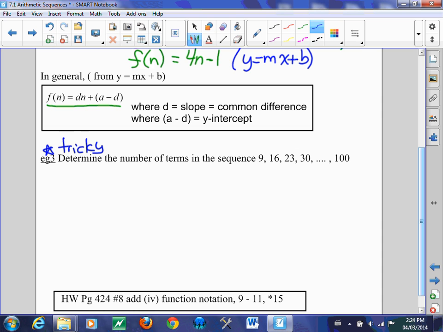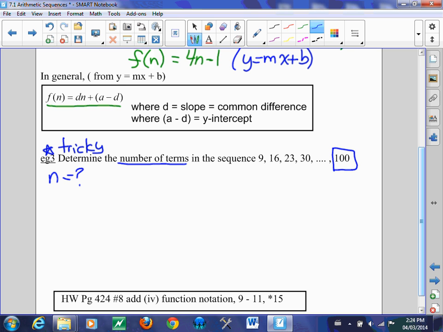What's tricky about this is that it says to determine the number of terms in the sequence. So what are we actually trying to find? We need to find what n equals. This is not normal. Also notice that we have an end value here. The sequence ends.